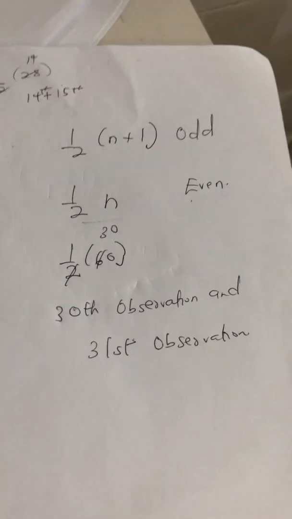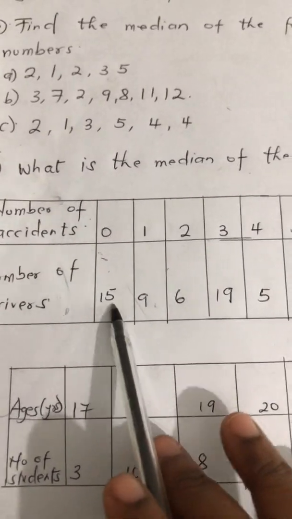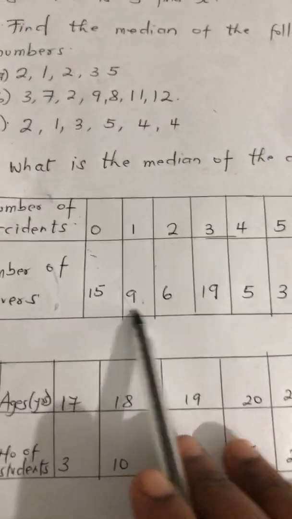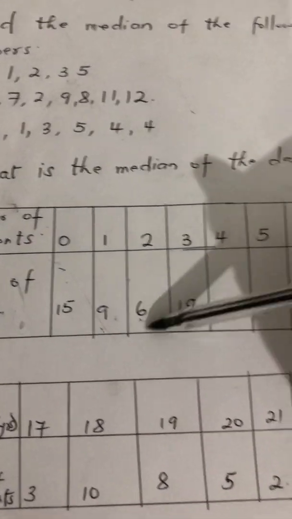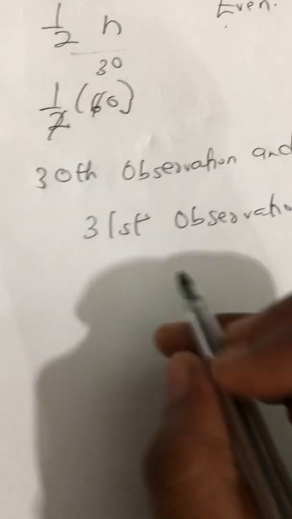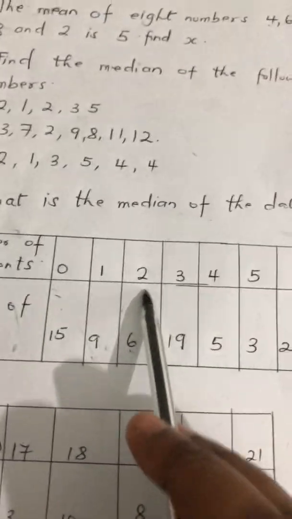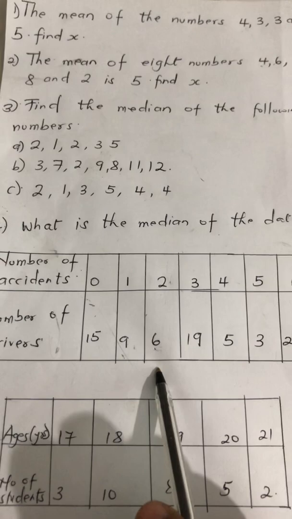Add the frequencies. So you come here. Now, let's start adding the frequency. 15 plus 9 is what? 24. 24 plus 6 is what? 30. So that means 30 will fall under what? 2. Okay, so for your 30th observation, you have 2. You don't write the frequency, you write the number there. If it is 80, you write the number that is corresponding to that frequency.